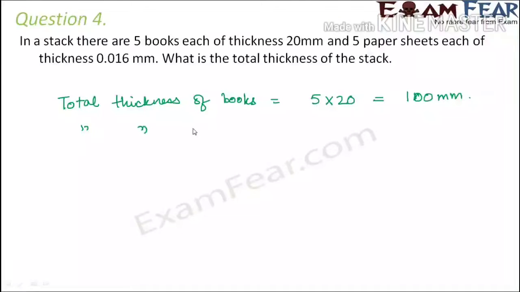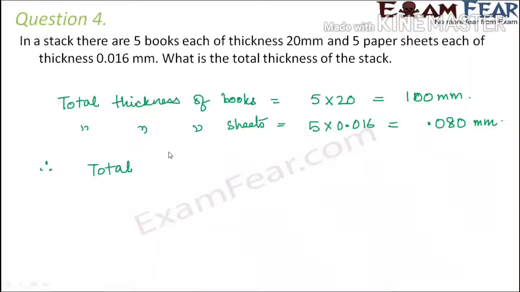Now let us calculate total thickness of the sheets, the paper sheets. Now each paper sheet thickness is 0.016. So this multiplied by 5 gives you 0.080 mm. So this is the total thickness of the sheets. Therefore, let us find out the total thickness of the stack. So total thickness of stack would be 100 plus 0.080 mm. So this is equal to 100.08 mm.